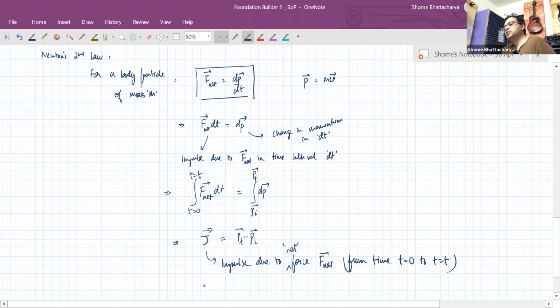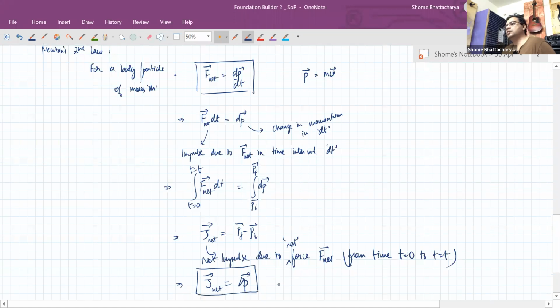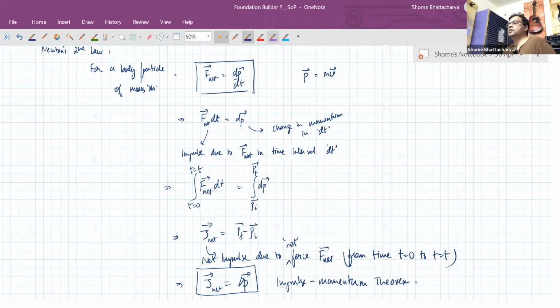So therefore, we can further say that the impulse, in fact, we'll call this the net impulse, because it is the net impulse due to the net force. Okay. So net impulse is equal to change in linear momentum. So this is called the impulse momentum theorem for a single particle. Okay, this is called the impulse momentum theorem.